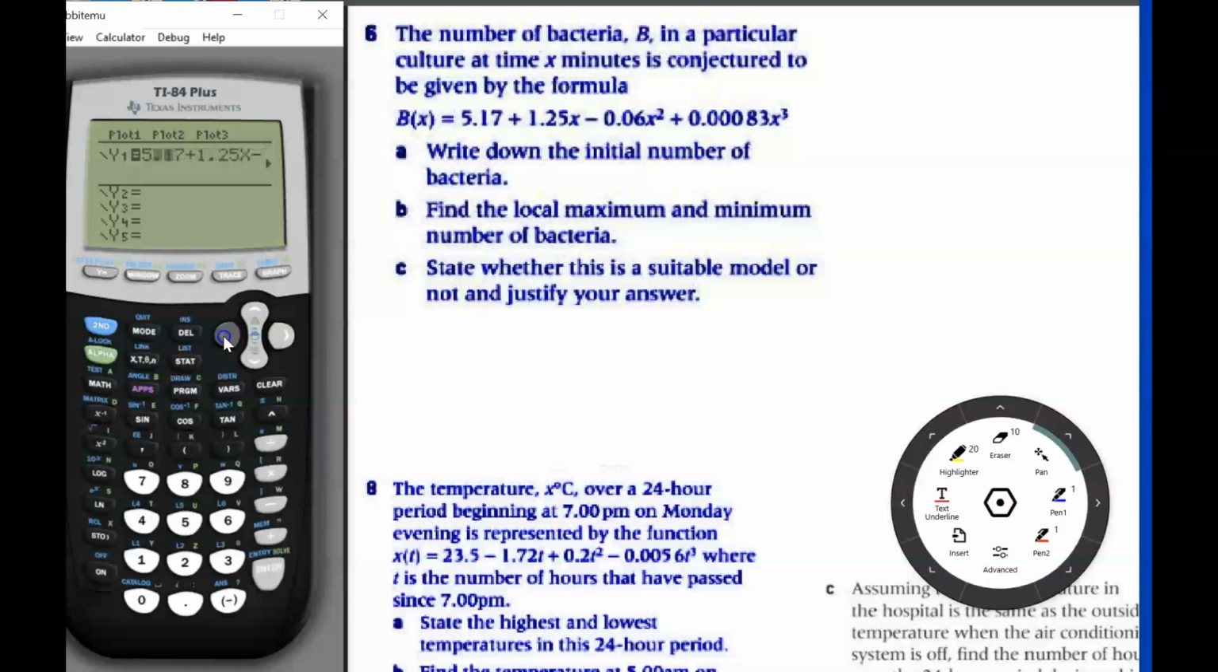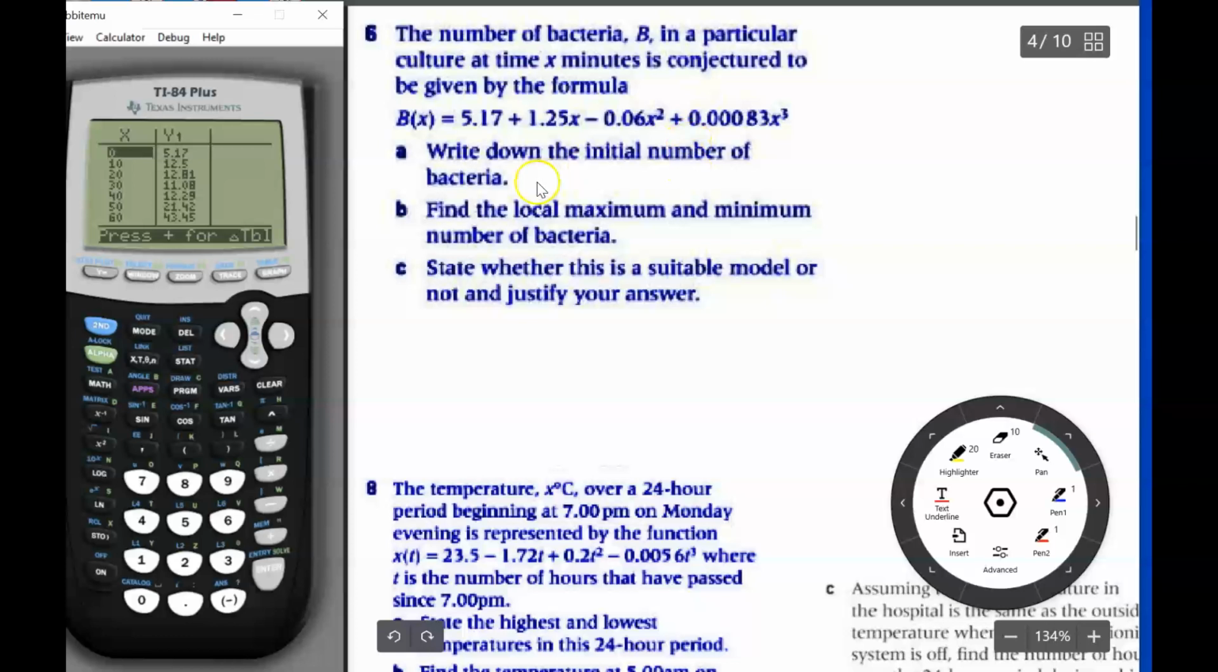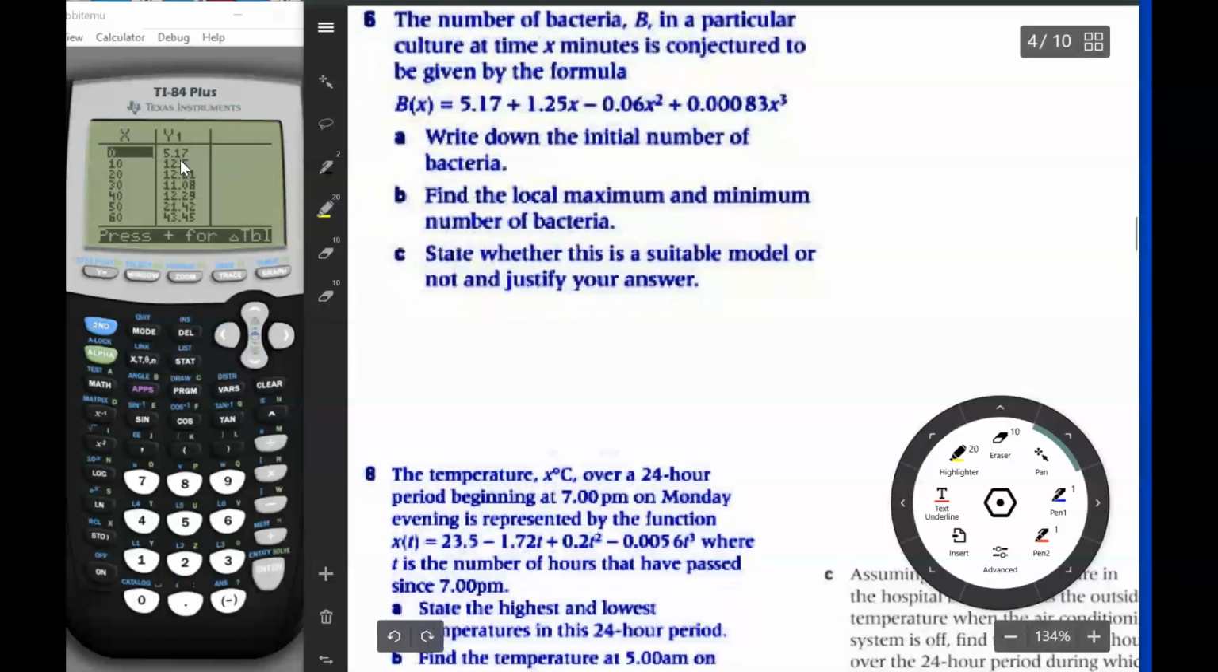And since we don't have to graph it, I'm going to look first at the table, and it asks us to write down the initial number of bacteria. Remember, the initial number of bacteria is when time equals 0, not time equals 1. So x equals 0, we look at x equals 0, and we see that the y value is 5.17. So that would be the initial amount of bacteria, 5.17.